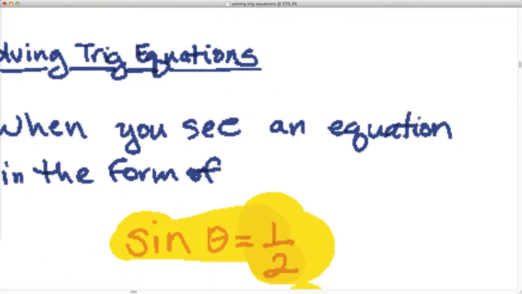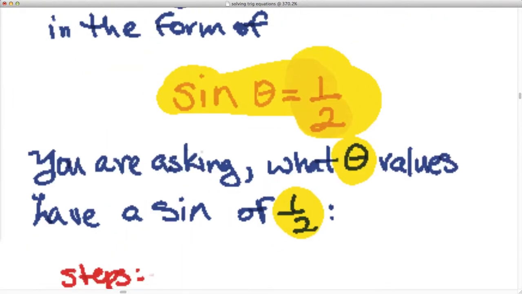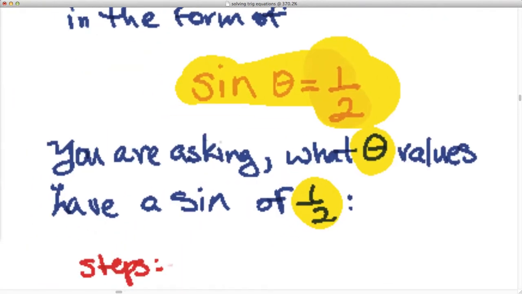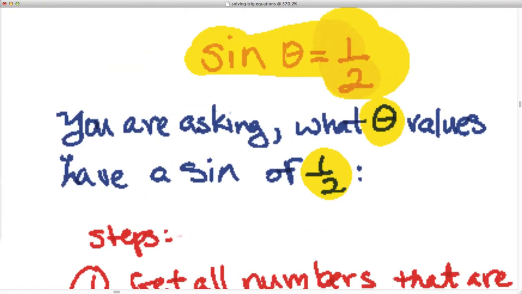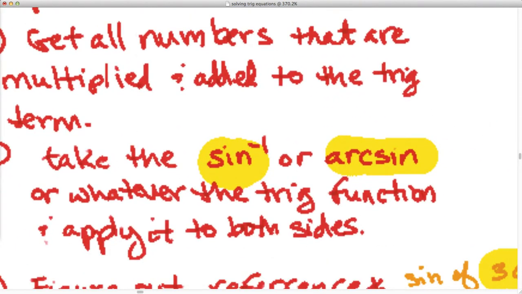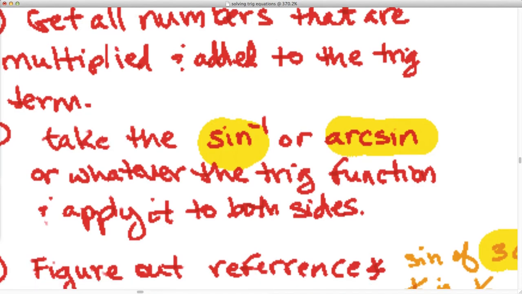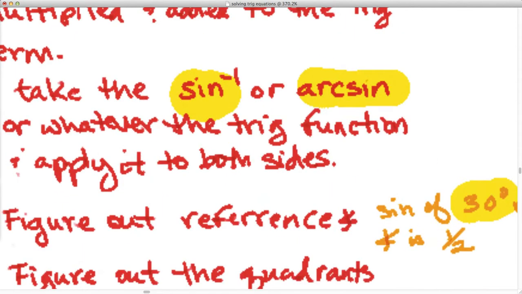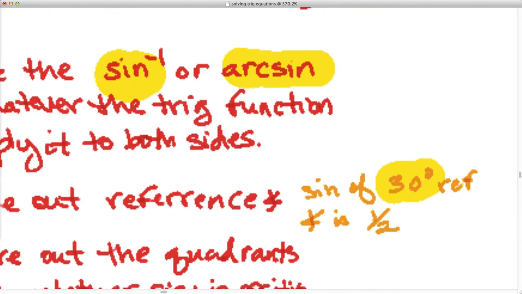Today we're going to go over some basic solving trig equations. Always get into the form of trig function theta equals number by adding and subtracting any coefficients you might have in front, and then take the arc whatever or sine whatever, depending on what the trig function is, to get rid of it on the left side.